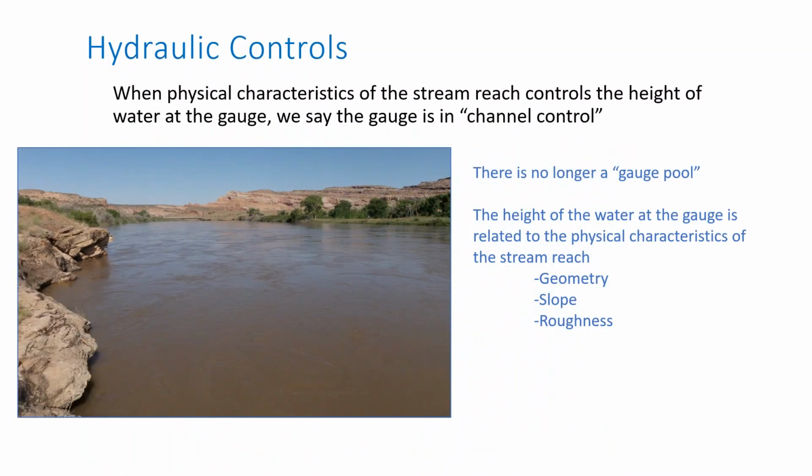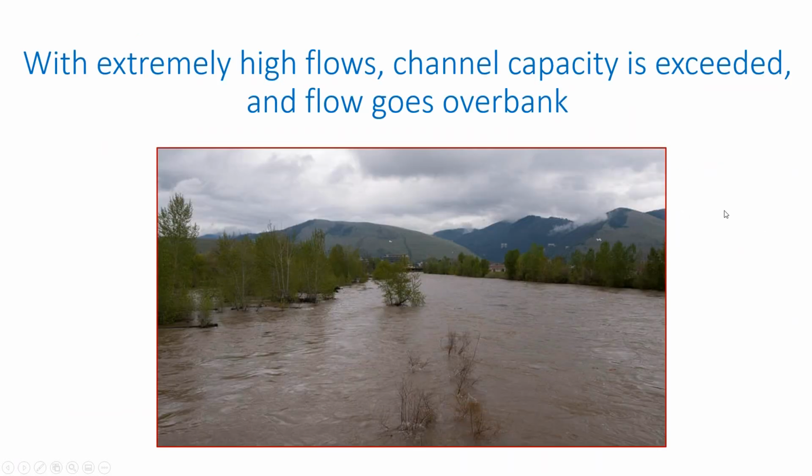And again here, when physical characteristics of the stream reach control the height of the water in the gauge, we say the gauge is under channel control. There's no longer a gauge pool, it's just a long run of the river. If we had a recorder where we're standing, the height of water is related to the geometry, the shape of the section, the slope of the water down here, and the roughness of the bed, the roughness of the channel. That's all controlling the height of the river. So that is a channel control. And then in extreme high flows, the capacity is exceeded and the flow goes over bank.